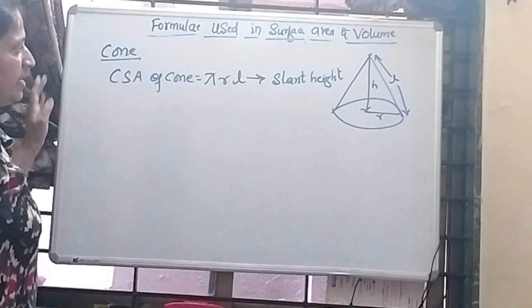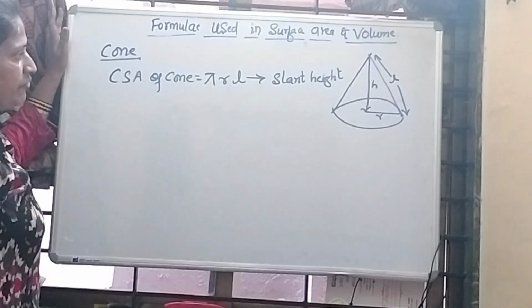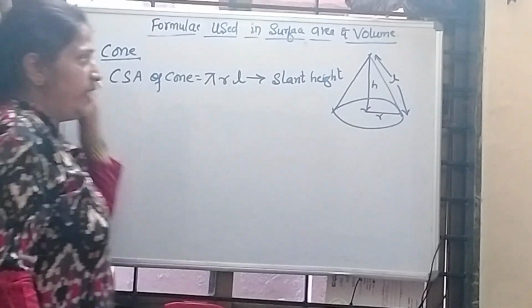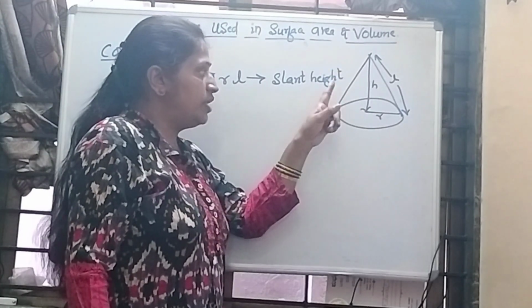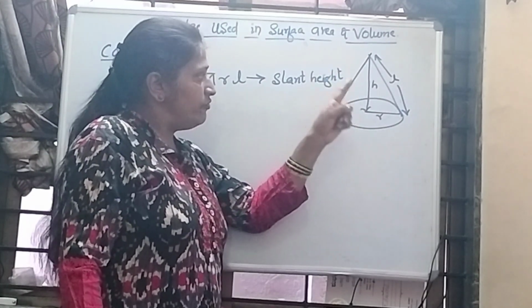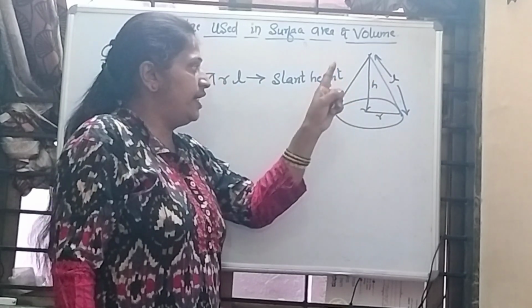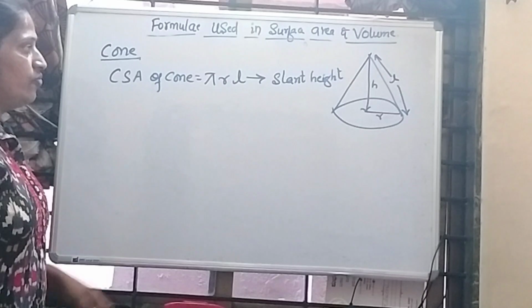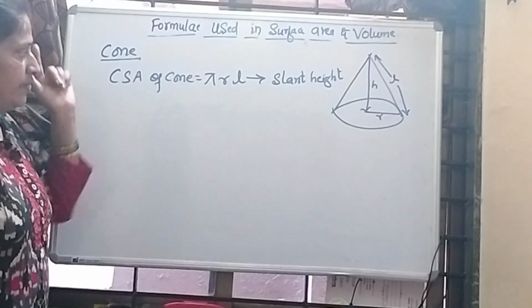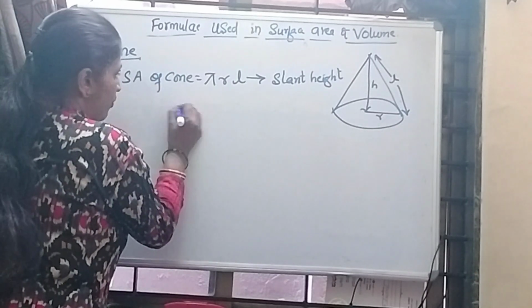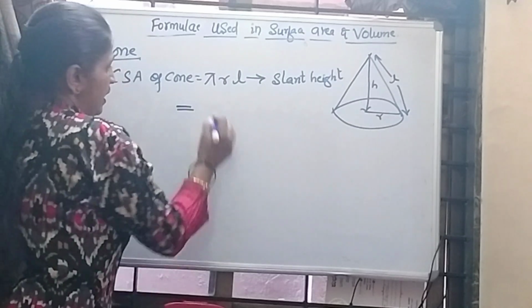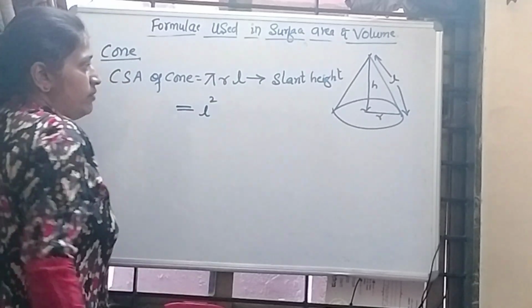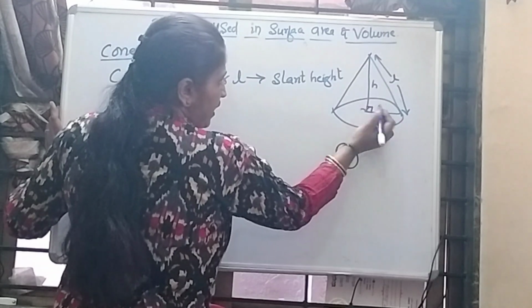Students, for example, if L is not given, instead of that the height is given. Always the height will be perpendicular to the base. Remember, there is a lot of difference between height and slant height. So if H is given and L is not given, then how do we find L? That time we are going to use the formula for L square. Here we form a right angled triangle.